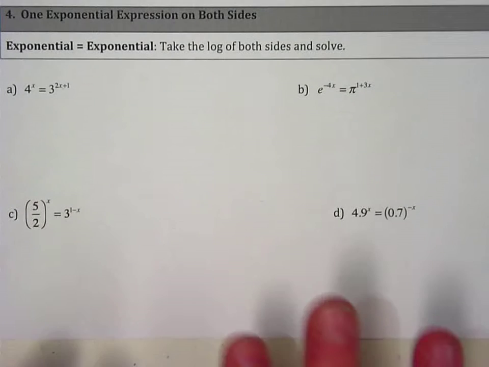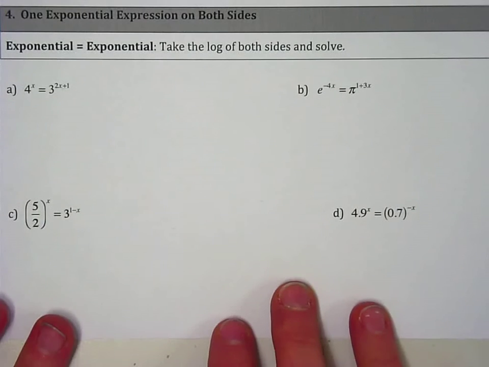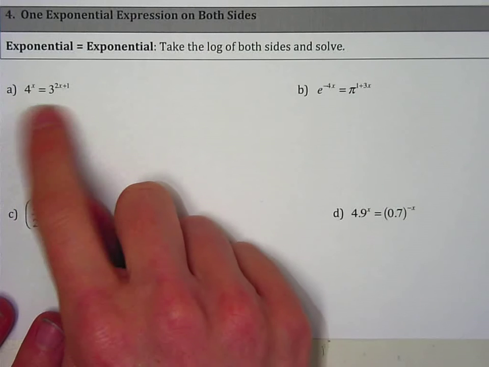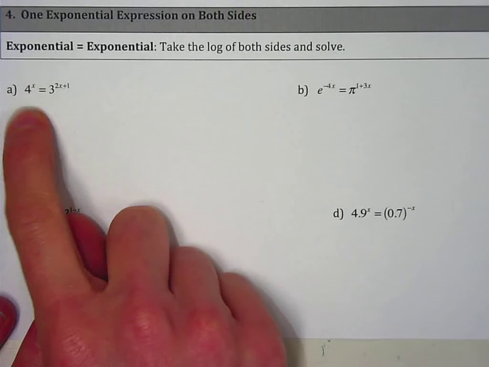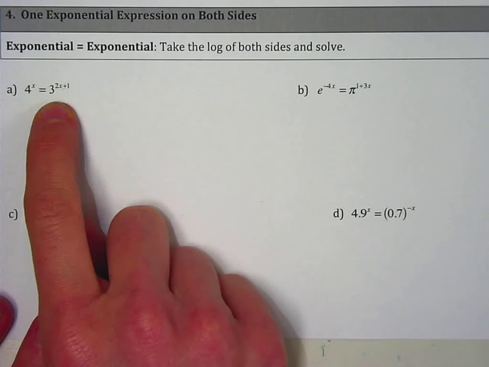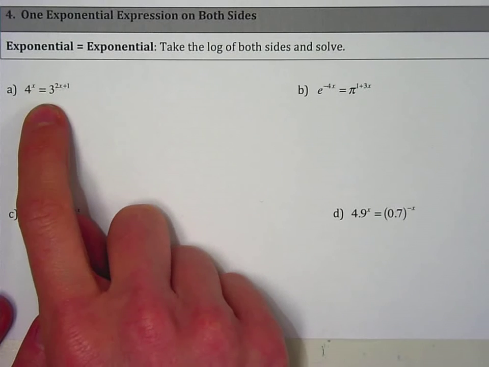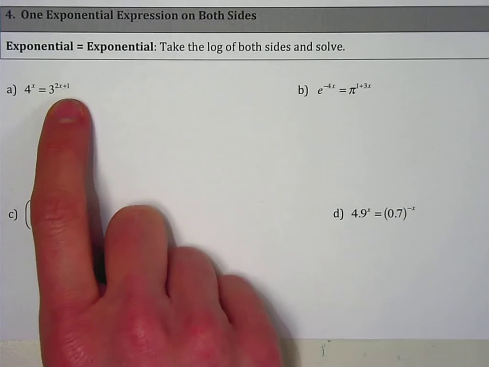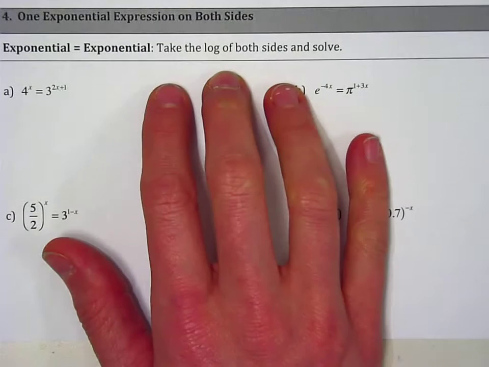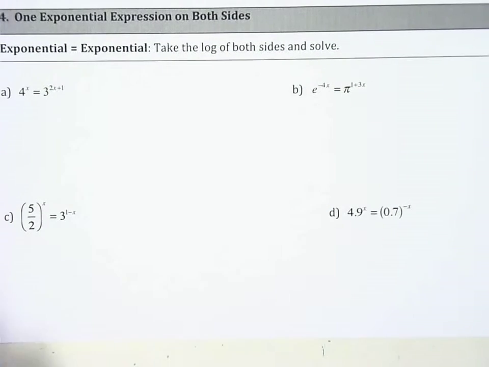The next thing you're going to look for when you have exponential equations is to see how many exponential expressions we have. So here I have an exponential term, 4 is the base, x is the exponent, but I also have an exponential term on the other side. 3 is the base, and 2x plus 1 is the exponent. When this happens, you're going to take the log of both sides, and then you'll use log properties to solve.